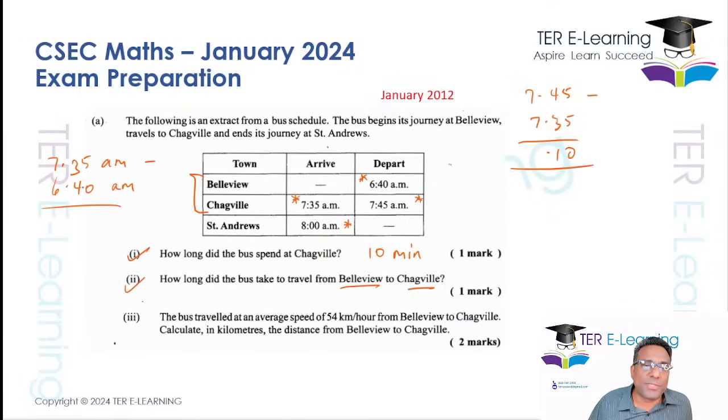All right, so 35 cannot take away 40. So therefore, we're going to borrow from this. So this becomes 6 here. But when you borrow there, you're borrowing 60 minutes. So therefore, you're going to cross out this 35. So 60 plus 35 is 95. So therefore, 5 take away 0, you're going to get 5. 9 take away 4 is 5. So the answer for this part here is going to be 55 minutes, like you guys said.